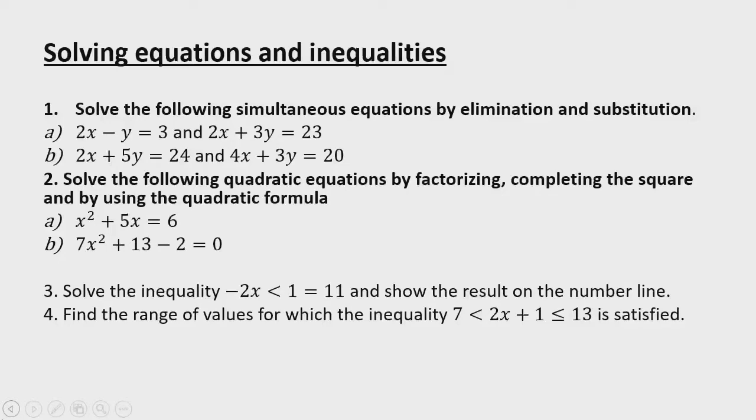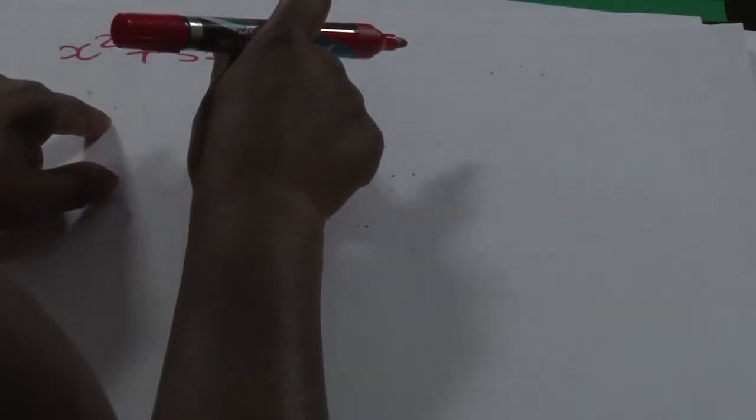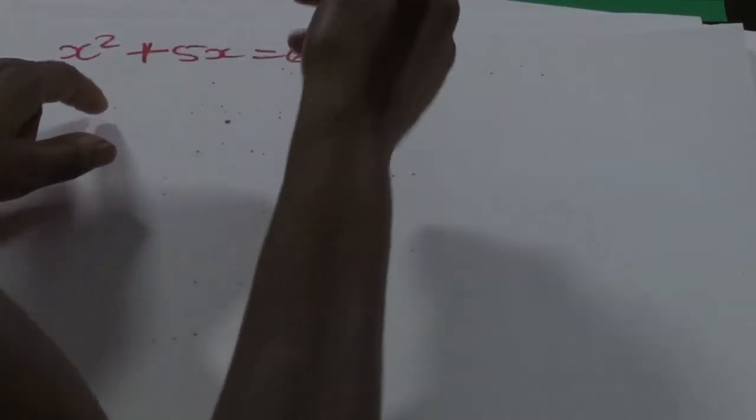I want us to move on to the second question, which said solve the following quadratic equations by factorizing, completing the square, and by using the quadratic formula. We are also just going to look at the first one. We are having x squared plus 5x is equal to 6. The question said factorize. And then we know how to factorize this. This is a quadratic trinomial. So how do we factorize this?